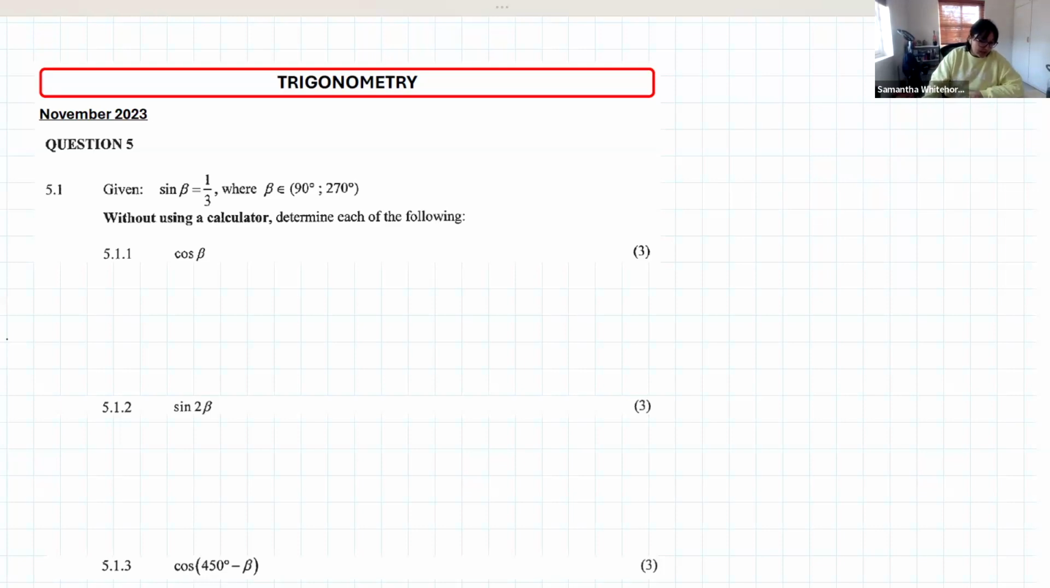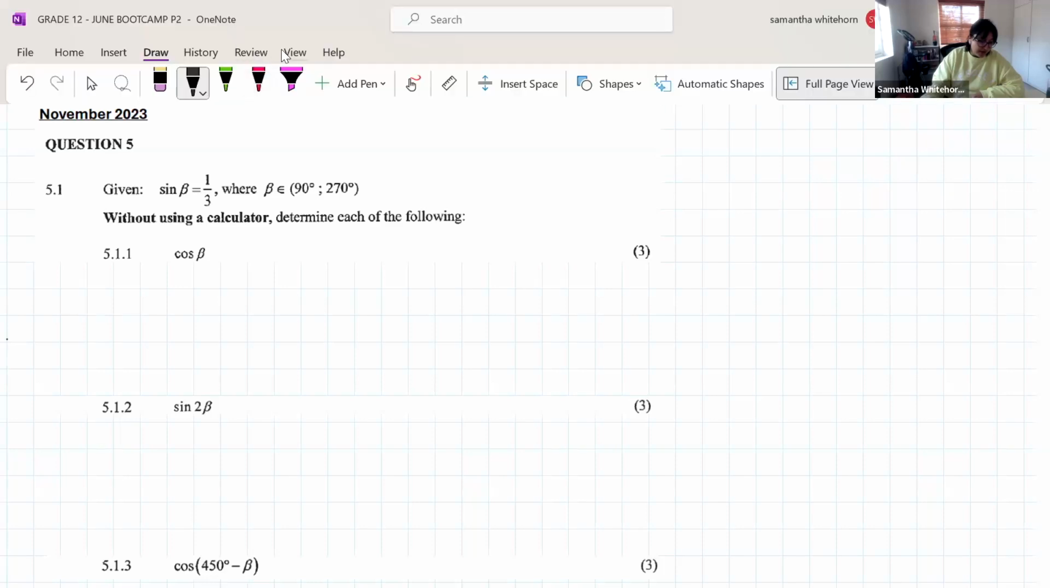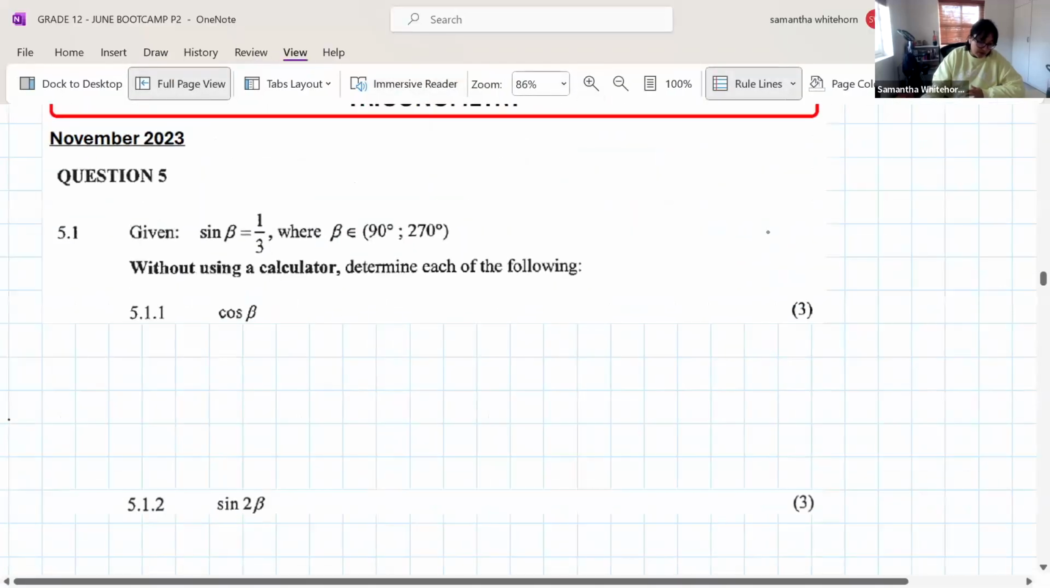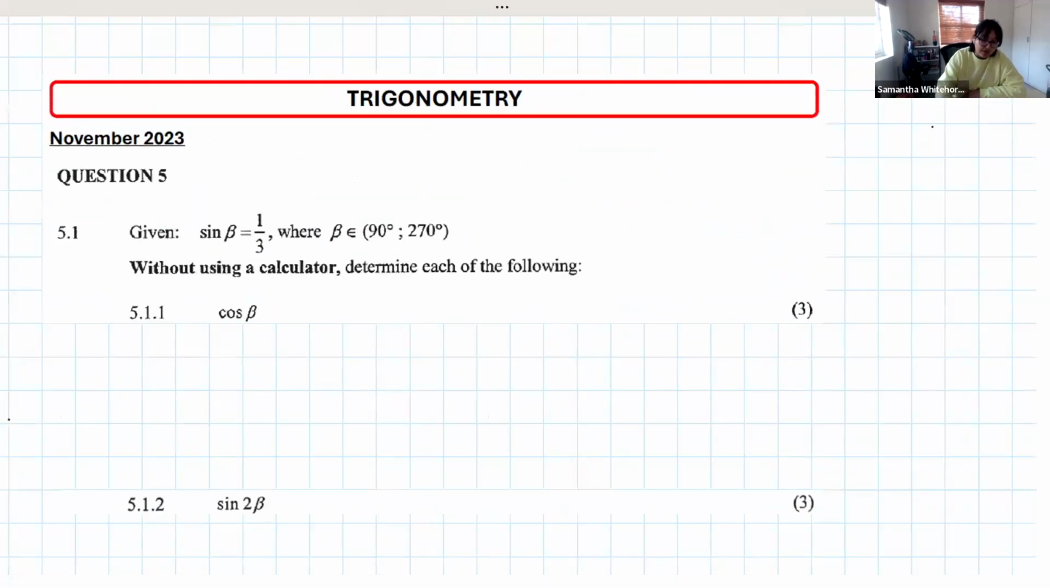So guys, trig, if you have joined us for the lessons, there are 5 types of questions that you are going to be asked in trig. So the one is simplifying expressions. The second is working with trig on your Cartesian plane.